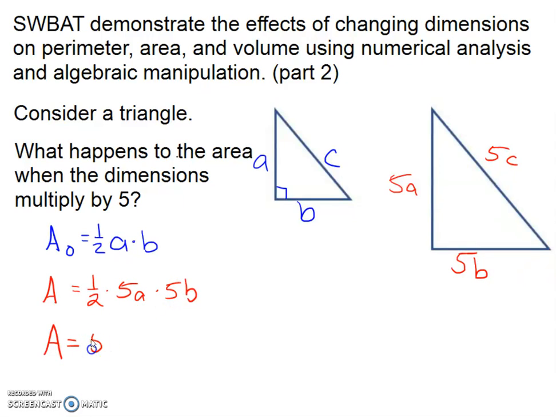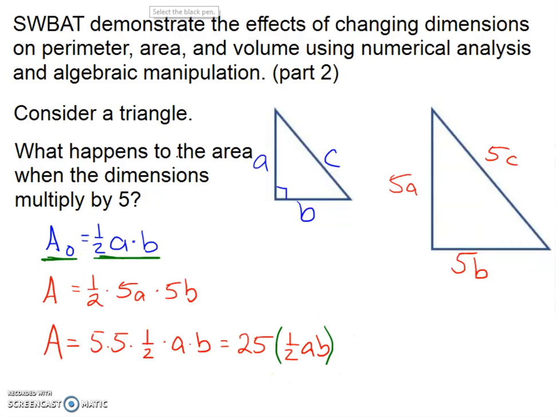I'm going to write this as 5 times 5 times 1/2 times A times B. All I've done is taken each of these components and rearranged them until they're in a form that I want to see. I'm going to simplify this one more time to write 25 times 1/2 AB. You notice 25 is just the 5 times 5, and 1/2 AB stayed the same. Here is the key. 1/2 AB is the original area. So I can rewrite this 1/2 AB as A sub 0, the original area.